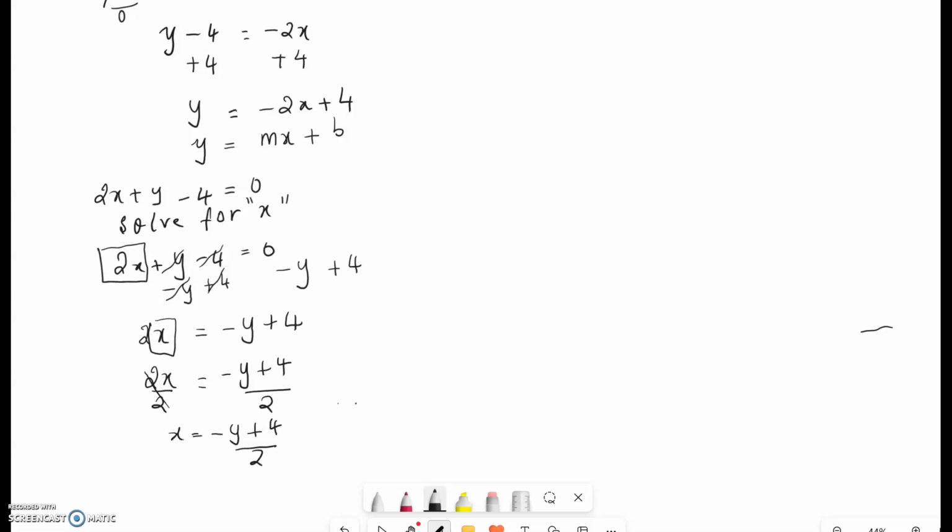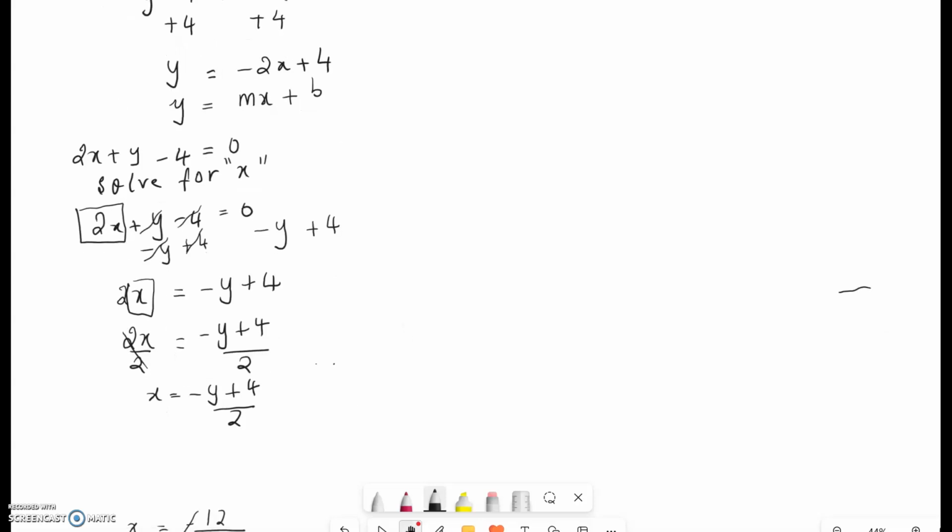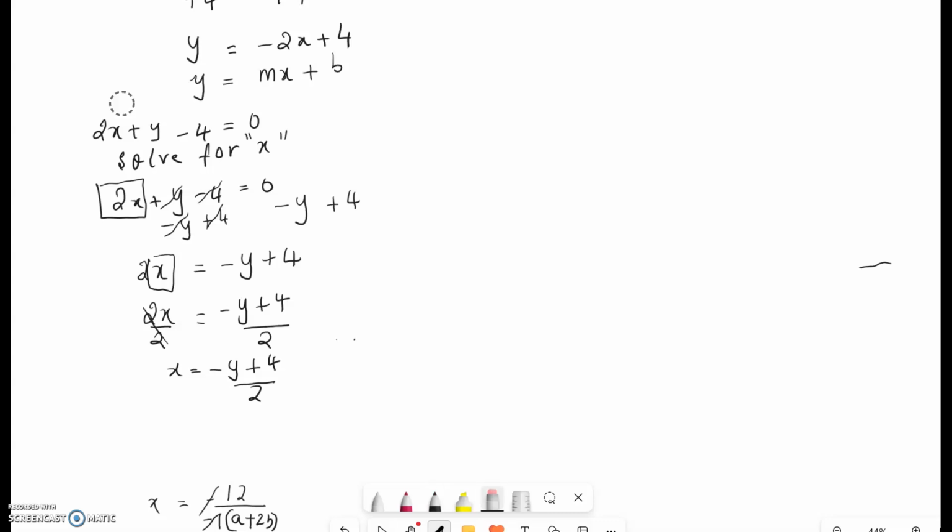So we've solved for x. We can put it in a slightly different form. It depends on what we need at the end. You could also write it as negative y over 2 plus, because it's a plus and a minus here, I'm allowed to do this, 4 over 2. Each one gets a 2 in the denominator. So you get x is negative y over 2 plus 2, since 4 over 2 is 2.